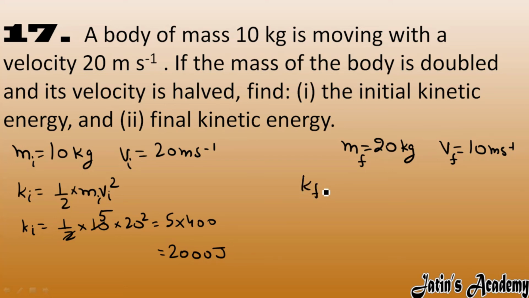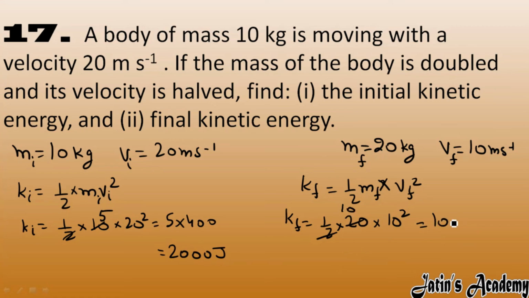Clear? Now we have to calculate the final kinetic energy. Final kinetic energy we have half final mass into final velocity square. So final kinetic energy we have half, final mass we have 20 and final velocity we have 10 square. Here it cancels out 10. So 10 into 100, which is 1000 joule. So initial kinetic energy we have 2000 joule, and in the second case, when mass is doubled and velocity is half, kinetic energy is reduced to 1000 joule only.